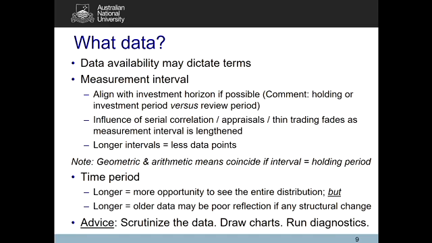So if you move from monthly to quarterly, less of a problem. Better yet, move from quarterly to yearly, less of a problem. Be careful about going too much beyond a year because you need enough data points to analyze, right? But ultimately, when you have that issue, it tends you towards the longer measurement intervals, so things like yearly returns. And we're going to see in the workshop how that's the case for serial correlation and for appraisal-based valuation.